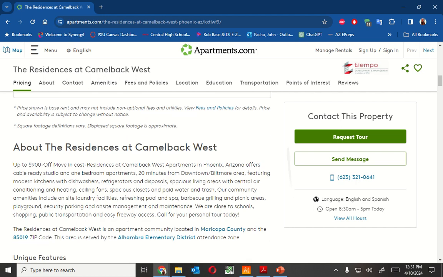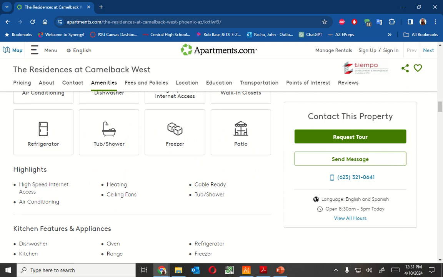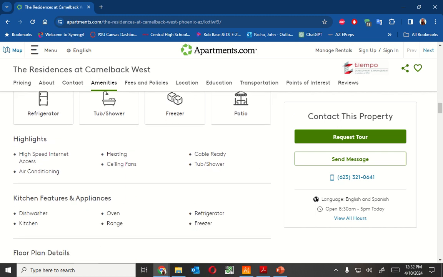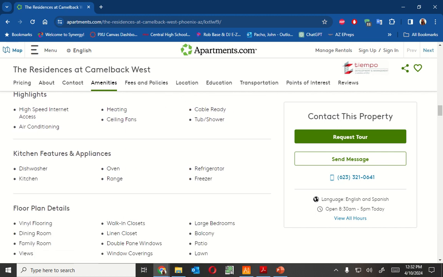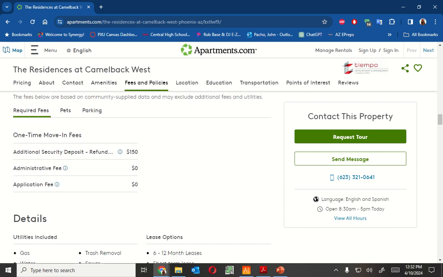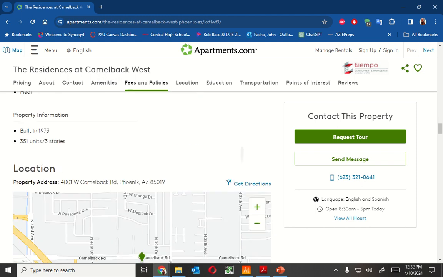Anyway, all right. So I'm going to find all the stuff right here: amenities, all the other stuff, cable ready. Does it say features? Hey, it has air conditioning. Yay! Right here has appliances, floor details, all this other stuff. Fees. All these extra fees right here. Included: gas, water, electricity, heat, trash, sewer, air conditioning. Guess what? That's all included. That's not bad, right? For $750. You can handle that at $750. That's good.